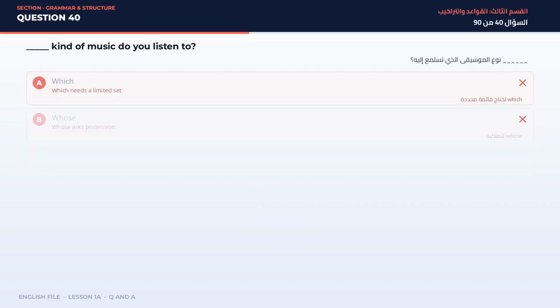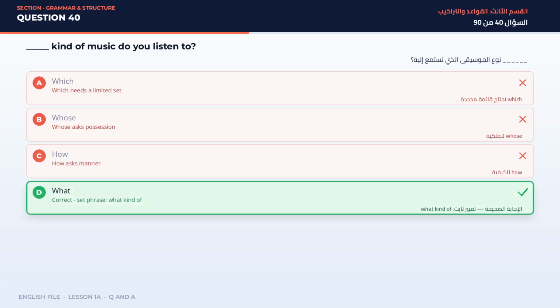The answer is D. What. Set phrase what kind of. Not A. Which needs a limited set. B. Whose asks possession. C. How asks manner.